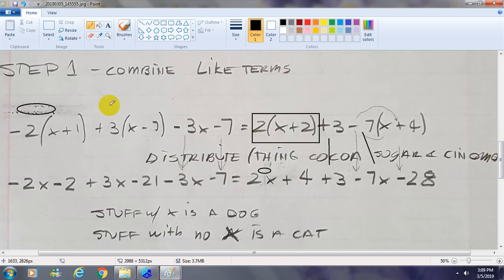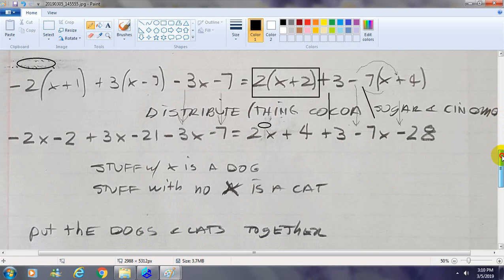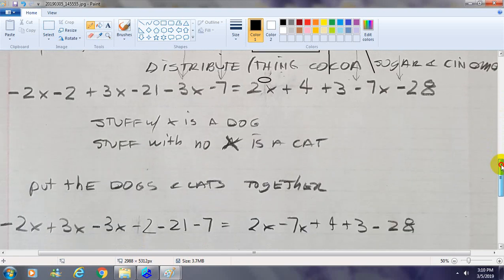So we've got rid of all the parentheses, okay? Now we have to combine like terms. Now remember, like terms, remember dogs and cats, you can't combine a dog and a cat, right? If you have a dog and a cat, then you have a dog and a cat, right? So you think of the x's as the dogs and the numbers without the x's as the cats, okay? So now what you do is you combine all the dogs and all the cats. Put the dogs and the cats together, make your life easy, okay?